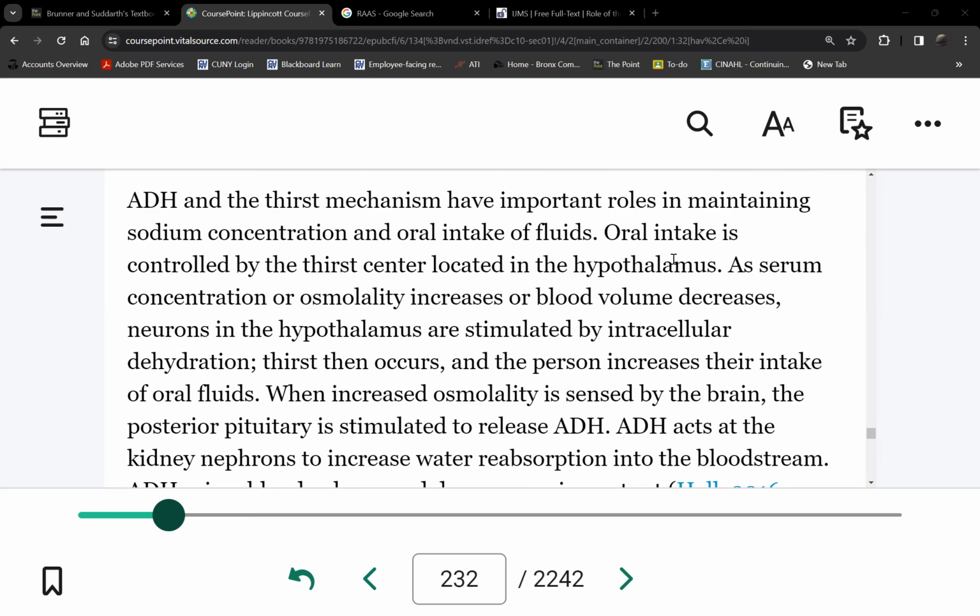Okay, so does it directly affect sodium? No. Indirectly, however, it can affect sodium. Are we clear? Yeah. We'll discuss more of that when we get to diabetes insipidus and SIADH.